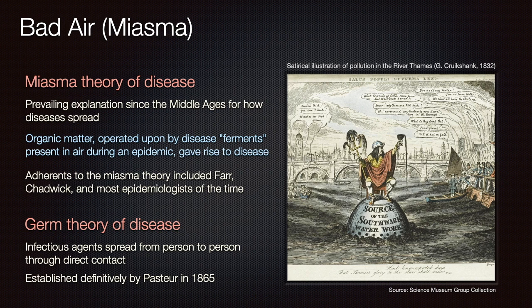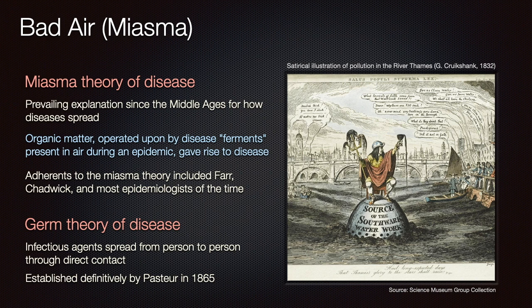The miasma theory of disease was the prevailing explanation since the Middle Ages for how diseases spread. Briefly, it was thought that organic matter was operated upon by disease ferments that were present in the air during an epidemic, and that these ferments gave rise to disease. Supporting this theory was the horrible stench of decaying organic matter. Farr and Chadwick, and in fact most epidemiologists and public health officials at the time, adhered to this theory of disease spread.